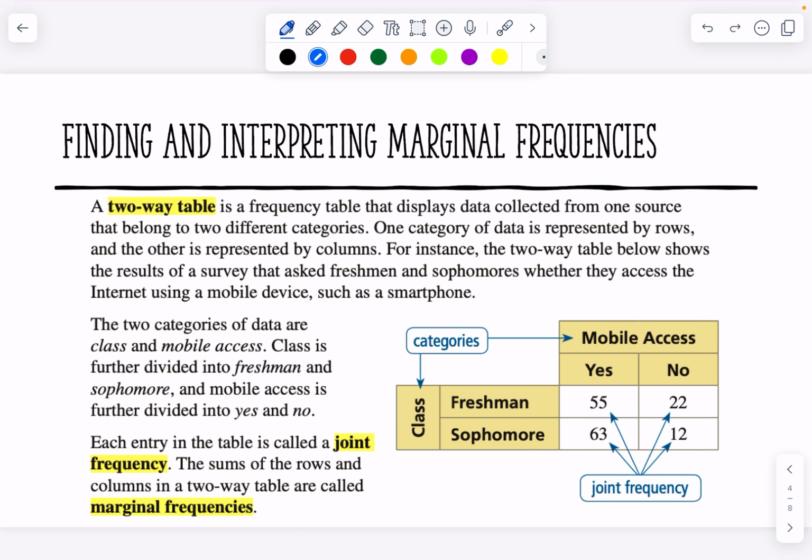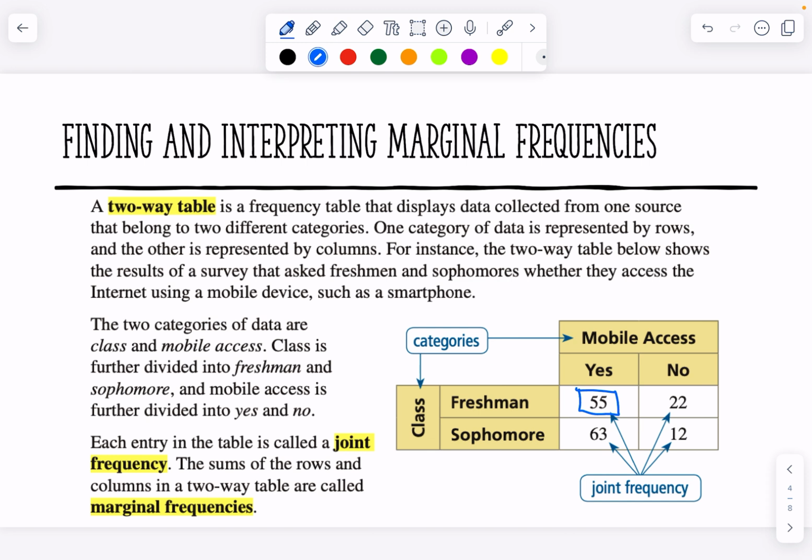So each individual frequency, like the freshman yeses here, is called a joint frequency. That's because you're joining the answers to two questions. Same thing with the freshman no's, the sophomore yeses, and the sophomore no's.